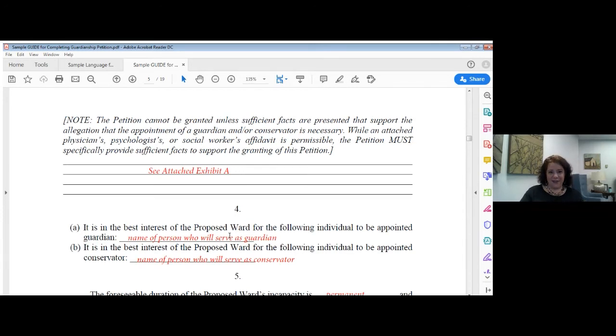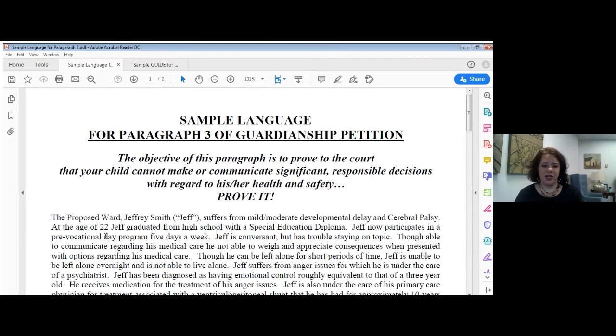It could be enough if your child is nonverbal and not able to understand or communicate any of his or her needs. That might be a circumstance in which you would say, okay, all right, Heather, we can fit this in 4 lines. But typically speaking, even still, I want to give more information than that. So I have provided now here the sample language for the petition. So again, the objective of this paragraph is to prove to the court that your child cannot make or communicate significant responsible decisions. So again, prove, prove, prove.